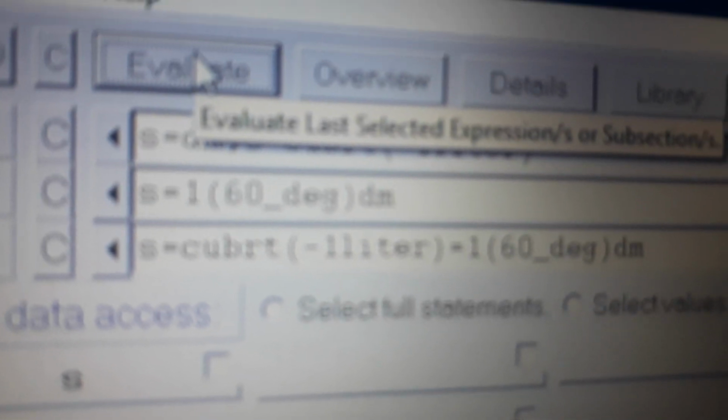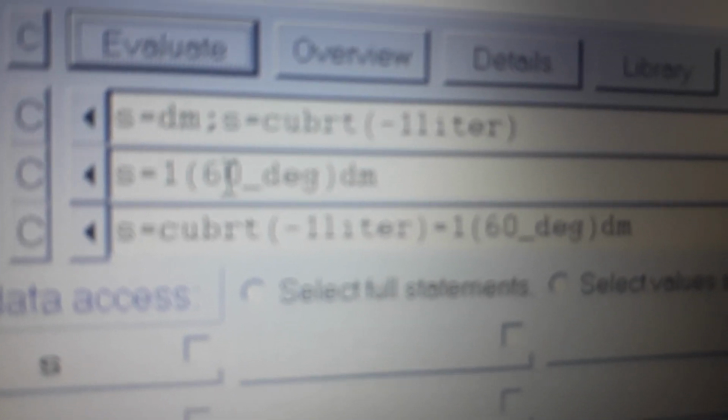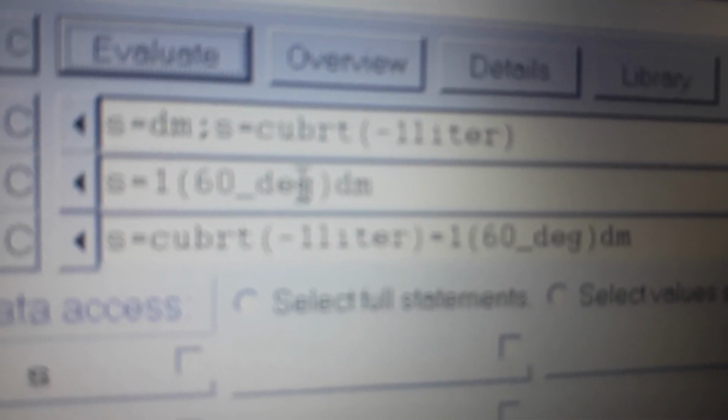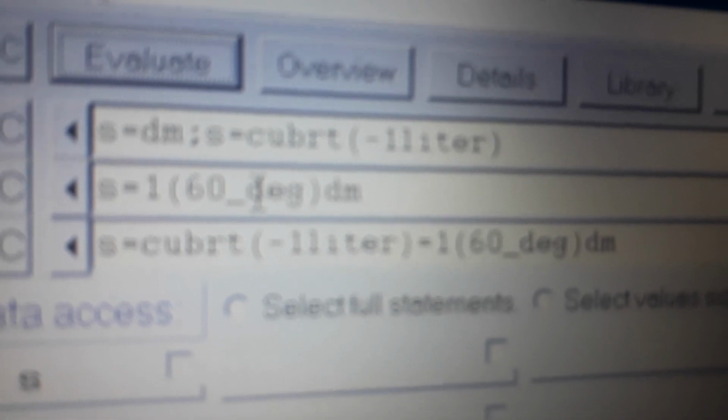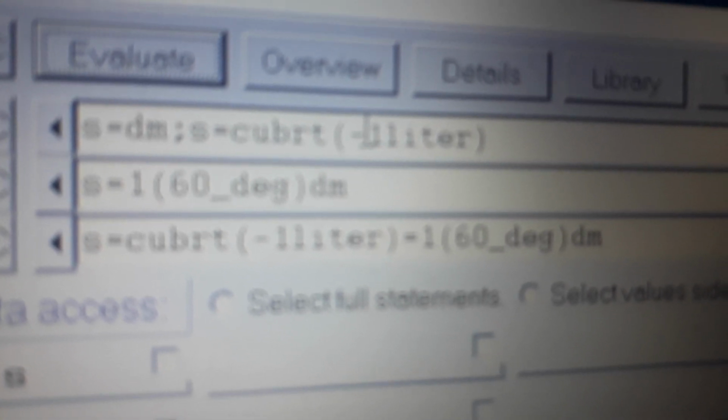Evaluate equals 1 angle 60 degrees decimeter. It's still 1 decimeter, but it's got a complex angle. That one is angled with a complex angle of 60 degrees. The reason for that is the minus 1 liter is actually equivalent to 1 liter angle 180 degrees. And I can show you it's true.